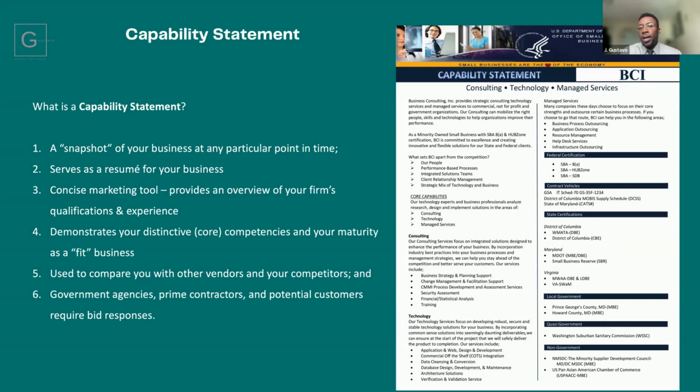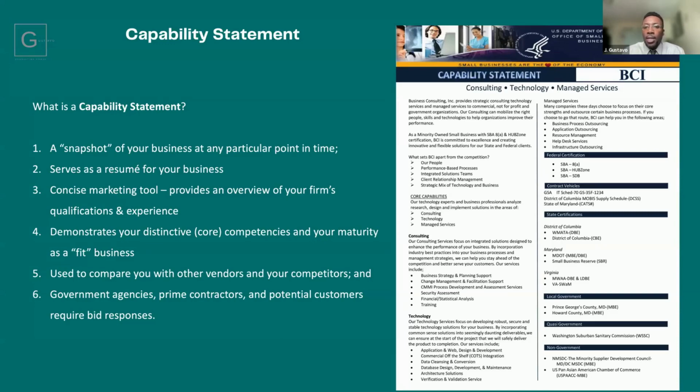Yes, we are qualified. This is a snapshot of my business. And once they actually see that you fit certain buckets, there is a higher chance that you will be considered for executing that RFP.